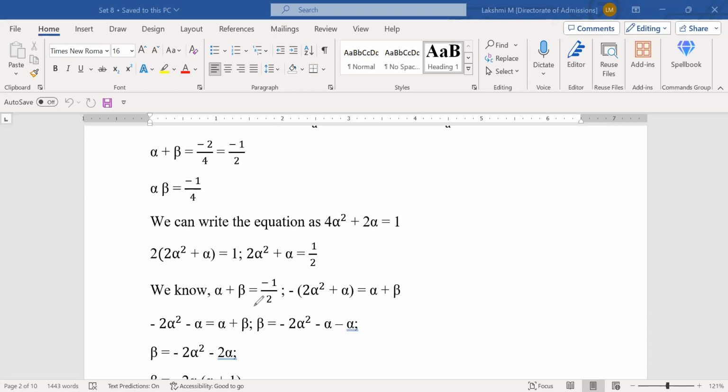So if I'm substituting it, I have everything in terms of alpha and only one term in terms of beta. So I could just substitute it, right? So minus 2 alpha square plus alpha is equal to alpha plus beta because it's minus 1 by 2. Now what will we do? We'll just solve it. This is minus 2 alpha square minus alpha is equal to alpha plus beta. So this will be minus alpha plus alpha, minus 2 alpha square minus 2 alpha. I hope you got the answer.